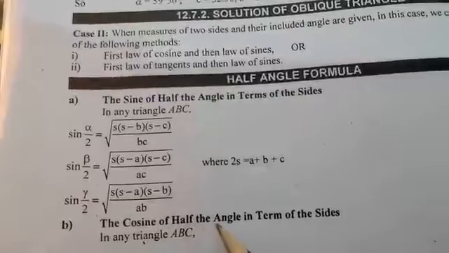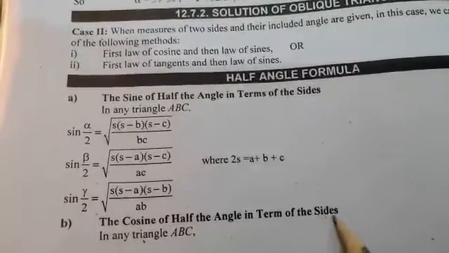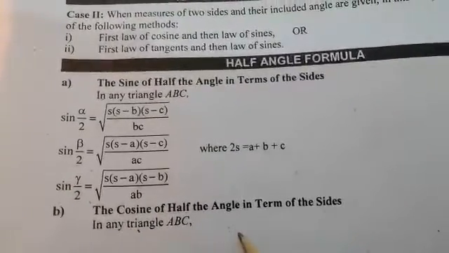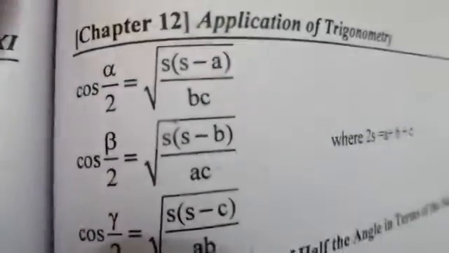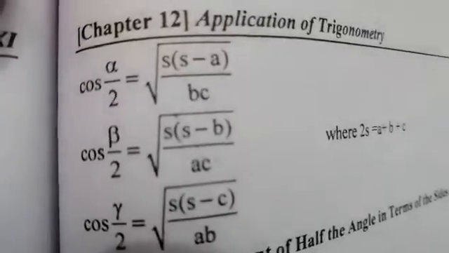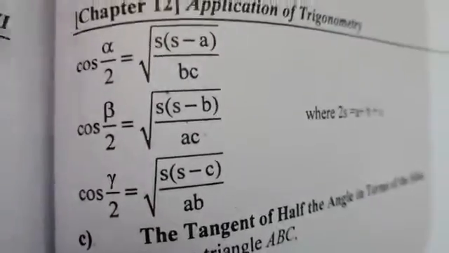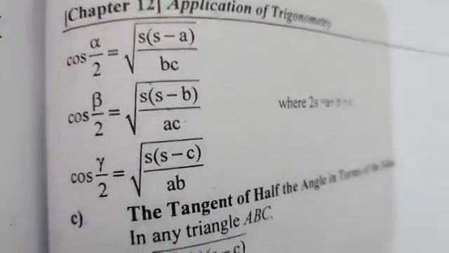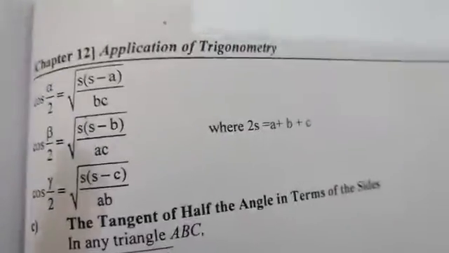The cosine of half the angle in terms of the sides in any triangle ABC. Cos alpha by 2 is equal to the square root of s into s minus a over bc. Similarly, cos beta by 2 and cos gamma by 2, where 2s is equal to a plus b plus c.